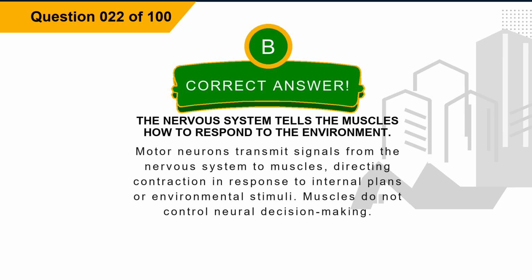The correct answer is option B. The nervous system tells the muscles how to respond to the environment. Explanation. Motor neurons transmit signals from the nervous system to muscles, directing contraction in response to internal plans or environmental stimuli. Muscles do not control neural decision-making.